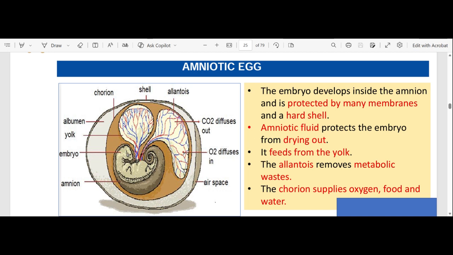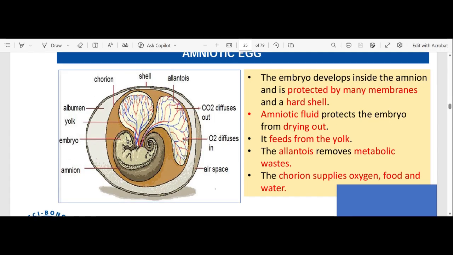Amniotic fluid protects the embryo from drying out. The embryo is swimming, or free flowing, within a fluid called the amniotic fluid, and that fluid prevents the embryo from drying out. Some other books will call that desiccation. It allows the embryo to move freely within that fluid, and it also prevents the embryo from mechanical shock. So that amniotic fluid becomes a shock absorber. Okay, let's go to the next point. The next point says that it feeds from the yolk.